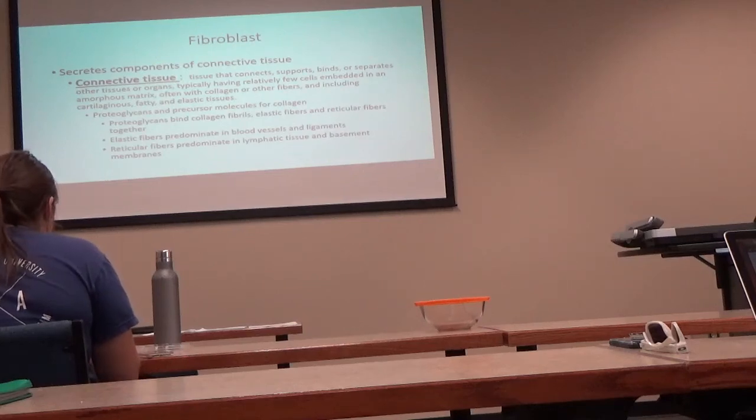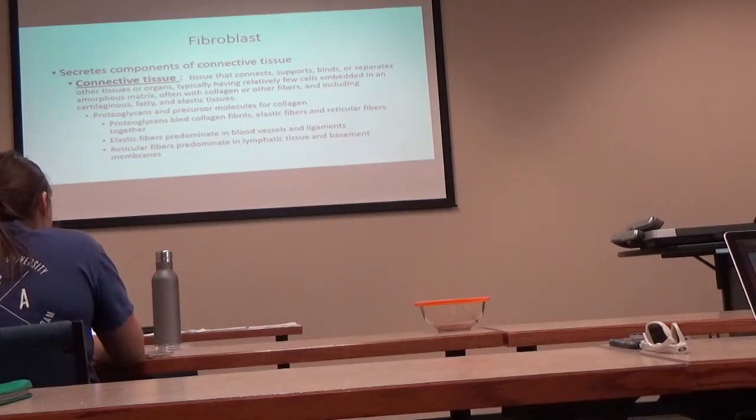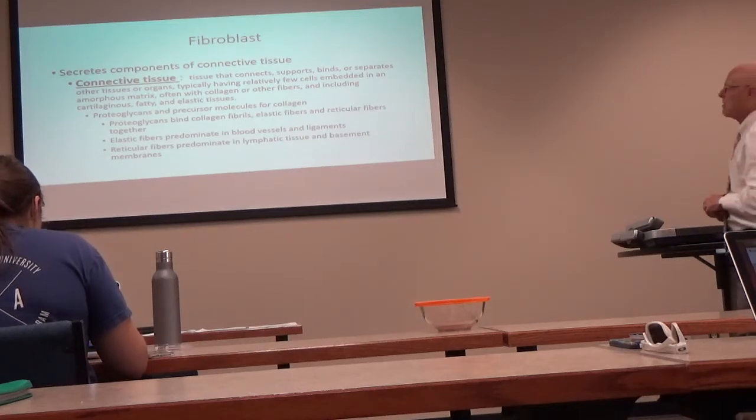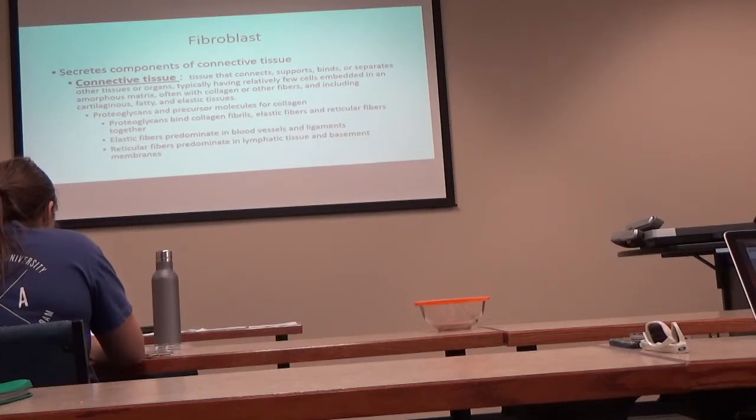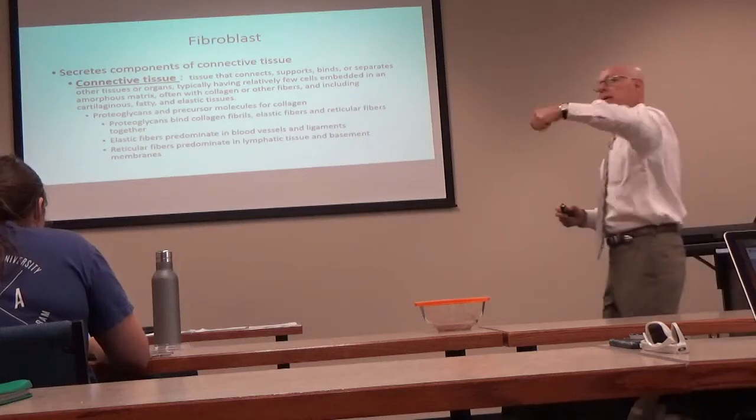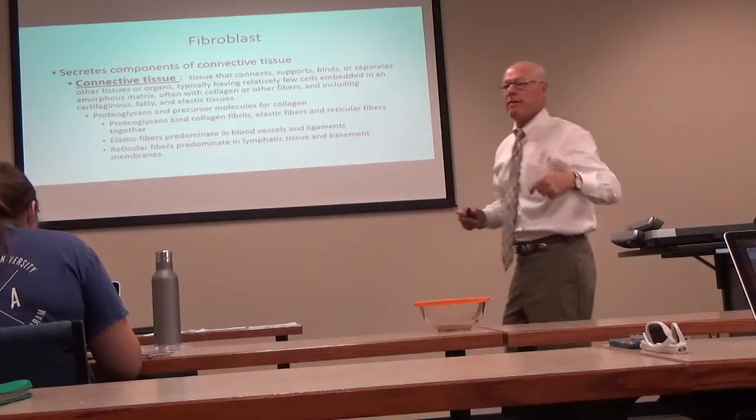Collagen, as it turns out, is the most abundant protein in the body. The lion's share of connective tissue is collagen. Proteoglycans is one of the words I want you to remember. It's a precursor molecule of collagen, and it's secreted by the fibroblasts. Proteoglycans bind collagen fibers, elastic fibers, and reticular fibers. It binds them together. It's like little threads that take these collagen fibers and wrap them into something that becomes a fiber. It's like a rope made up of small threads or fibers.